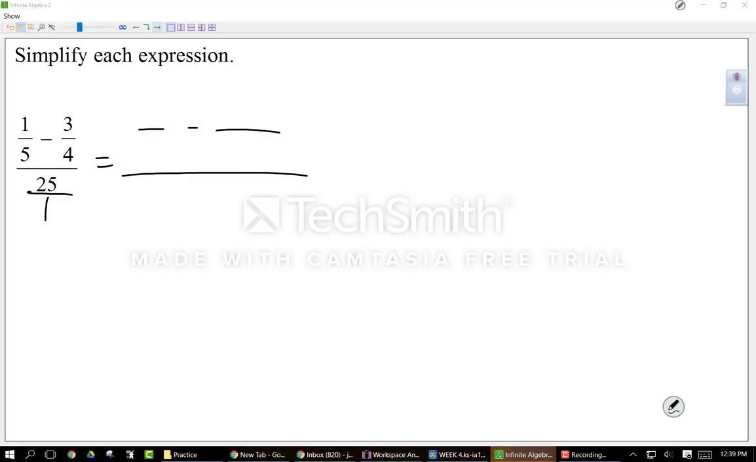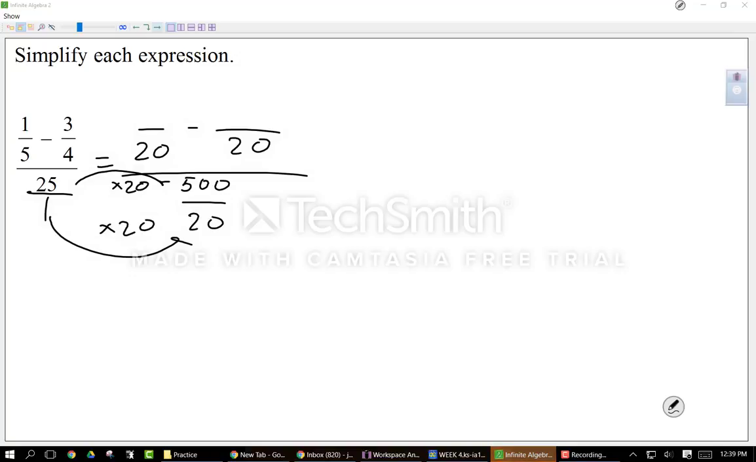So my denominators of 5, 4, and 1, what number am I going to use? Well, I'm going to use the number 20. So 1 times 20, so then 25 times 20 gives me 500. 5 times 4 is 20, so then 1 times 4 is 4. 4 times 5 is 20, so 3 times 5 is 15.